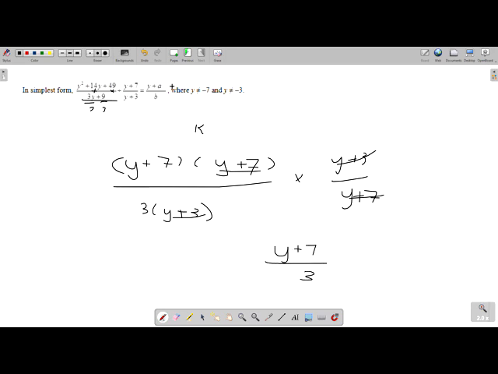Now to know if your answer is right, you just check here. Y plus A over B. In this case, A is equal to 7 and B is equal to 3. Okay? Moving on to the next question.